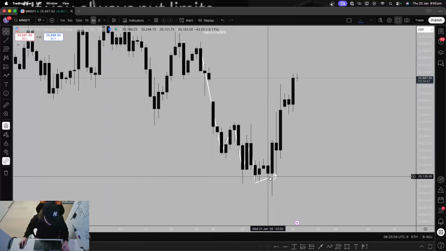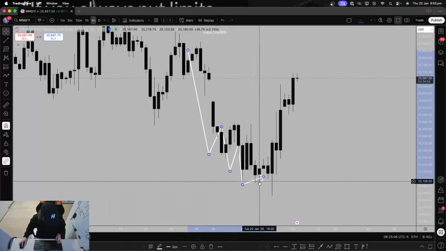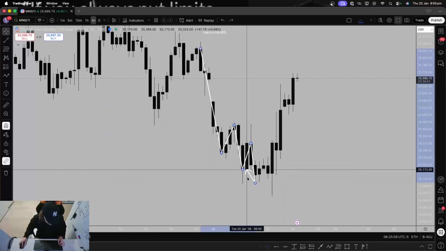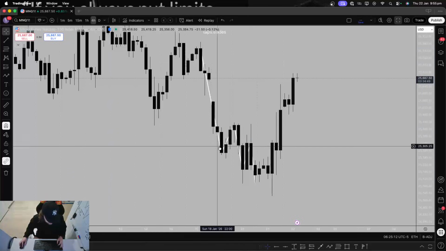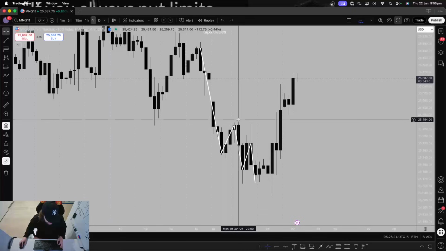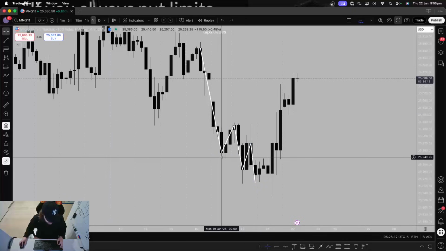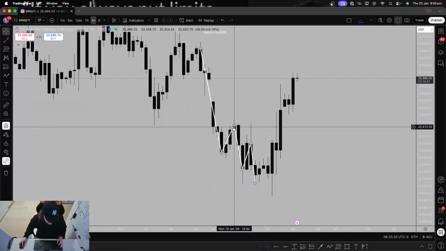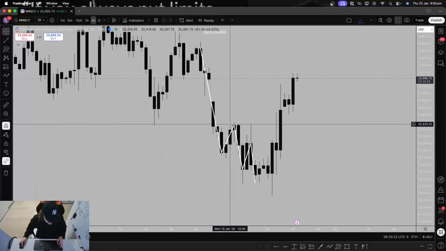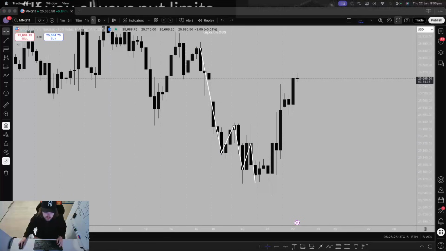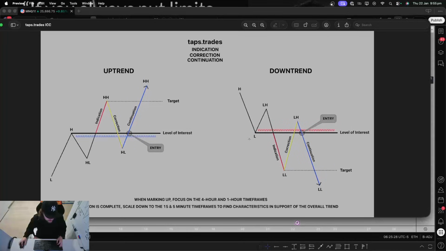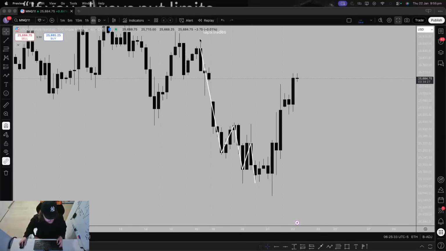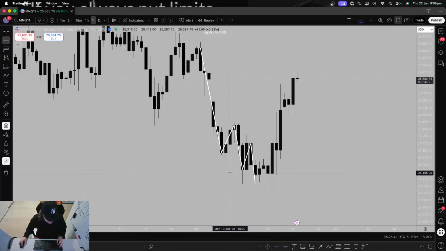So we know that when price makes a lower low, in this example here, we can see there's a high, there's a low, there's a lower high, and there's a lower low. Just like our drawing, right? We've got the high, the low, the lower high, and the lower low. That's exactly what we have right here. Once we get that lower low, we can draw our level of interest. It's as simple as that.